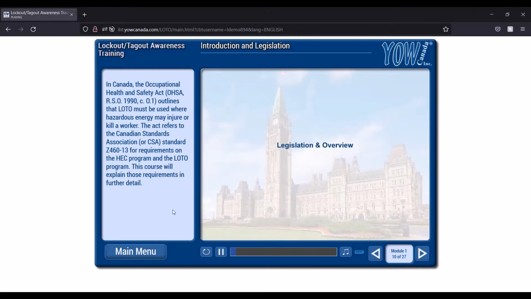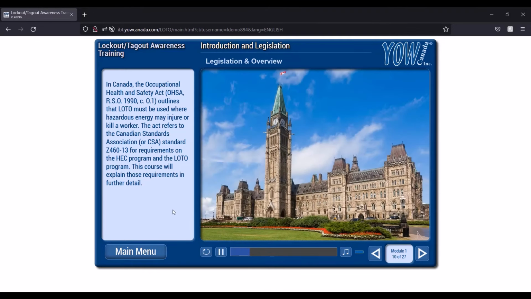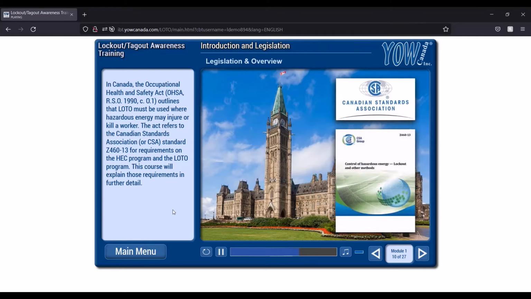Legislation and overview. In Canada, the Occupational Health and Safety Act, OHSA RSO 1990 c. O.1, outlines that LOTO must be used where hazardous energy may injure or kill a worker. The Act refers to the Canadian Standards Association, or CSA, standard Z460-13 for requirements on the HEC program and the LOTO program. This course will explain those requirements in further detail.